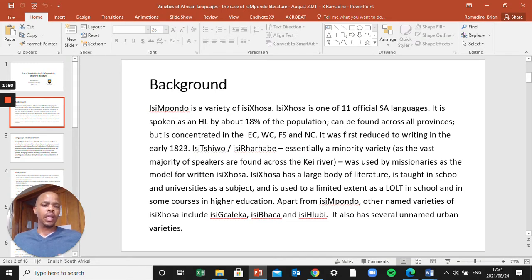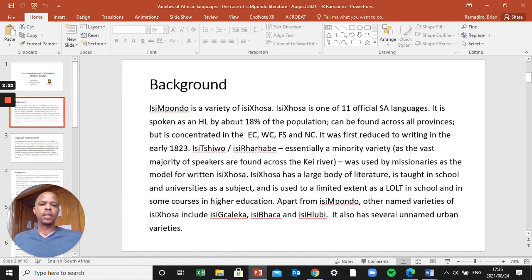isiXhosa has a large body of literature going back to the 19th century. It is used as a language of teaching and learning in the early grades. It is taught as a subject right up to high school. It is also taught in universities as a subject, but also it is used to a limited extent as a medium of teaching and learning in some university courses and programs.